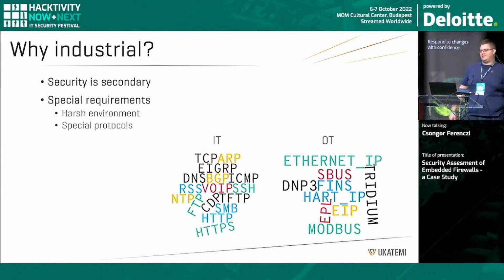Why do we need industrial firewalls? Well, a lot of industrial appliances are simply not made to be secure, and thus they need protection. However, regular firewalls are not always suitable for this kind of job, since industrial environments pose special requirements such as wide temperature and humidity ranges, or special protocols that need to be analyzed, and so on.